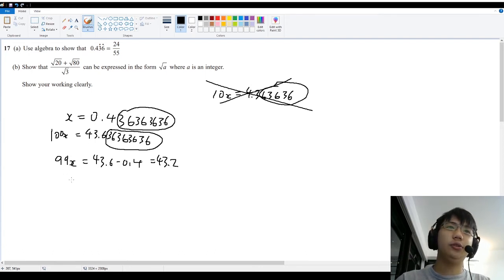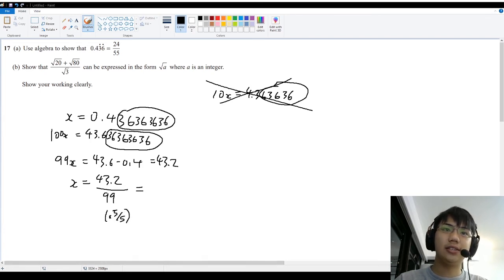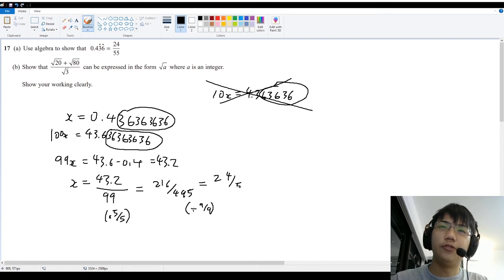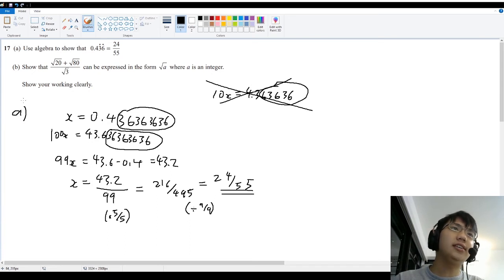So 99x is 43.2, so x equals 43.2 over 99, which is equal to, if you multiply both sides by 5, you get 216 over 495, which equals, if you divide both sides by 9, 24 over 55, which is the answer to this question. So this is part A.